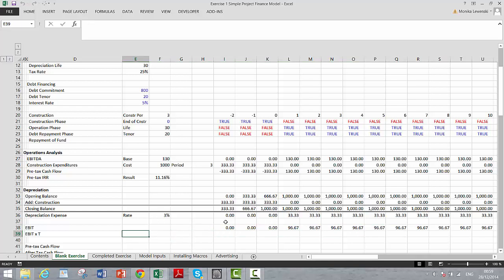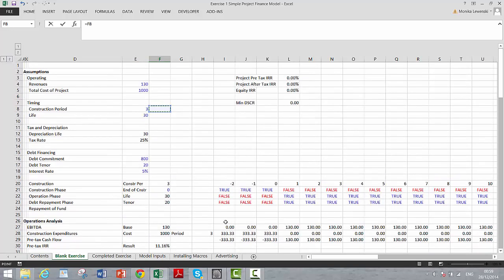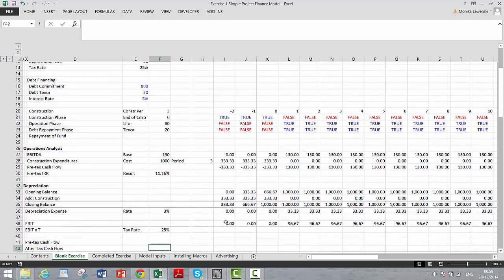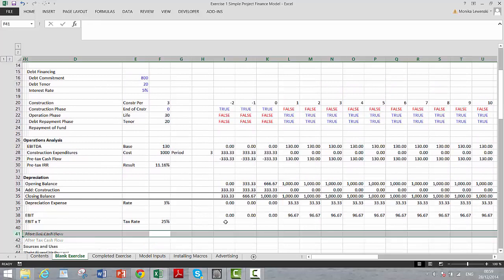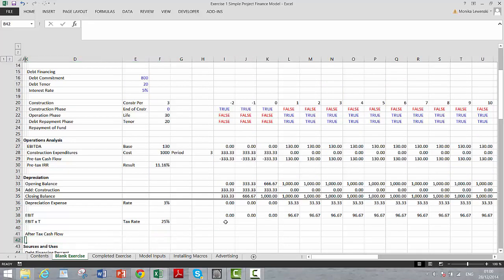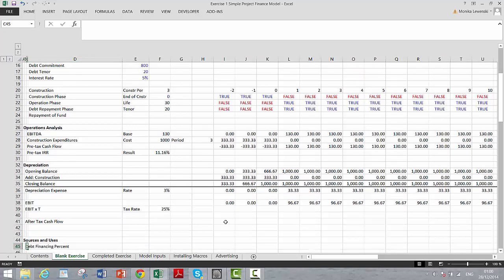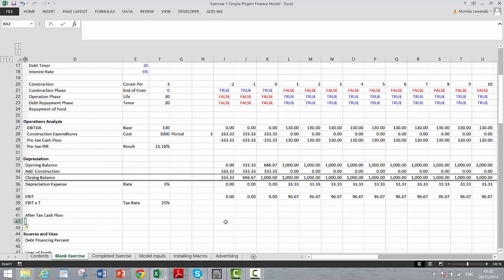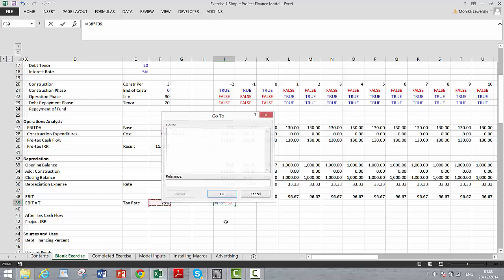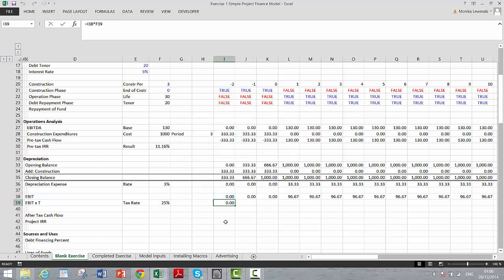And then let's put the tax rate. We'll put the tax rate up here as 25%. I don't need the pre-tax cash flow again. And then let's get the after-tax cash flow. A lot of people will make the project IRR some kind of complicated thing. It should be computed simply.